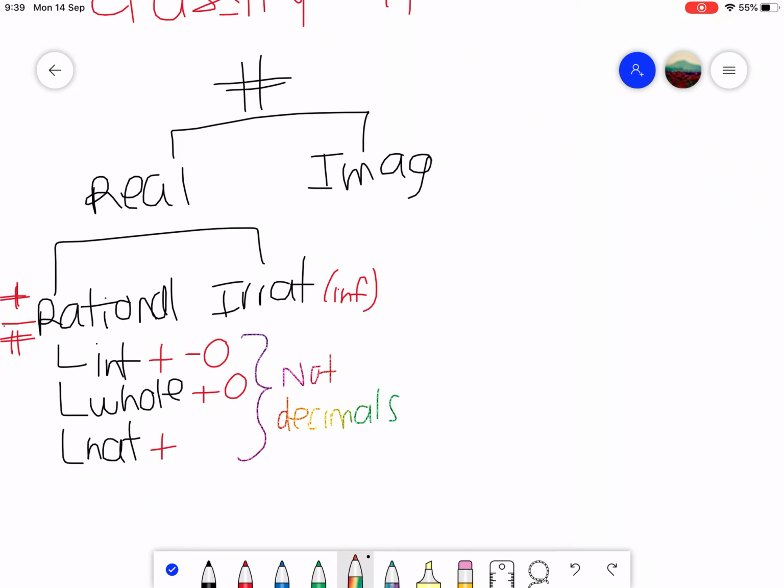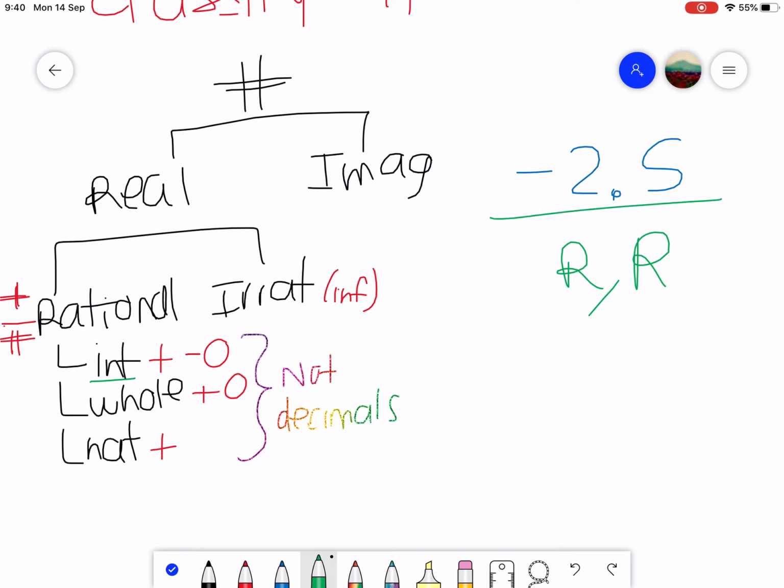So, for example, if I want to classify negative 2.5, first look at that number. Is that number real? Yeah, it exists. So yes, it is real. Is it rational? Look at this. Is this number infinite? No, right? If it is not infinite, then it means it's also rational. Then, is it an integer? No, right? I mean, it's negative. I know it is negative, but it has decimals, and integers don't have decimals. So no, it is not an integer. That's the only classification, real and rational.